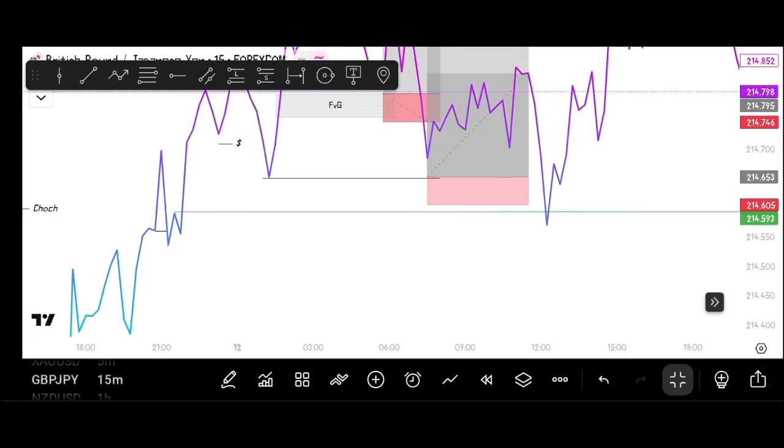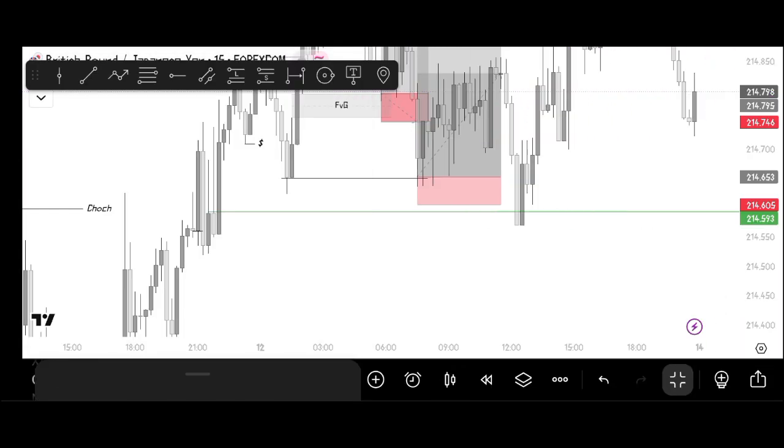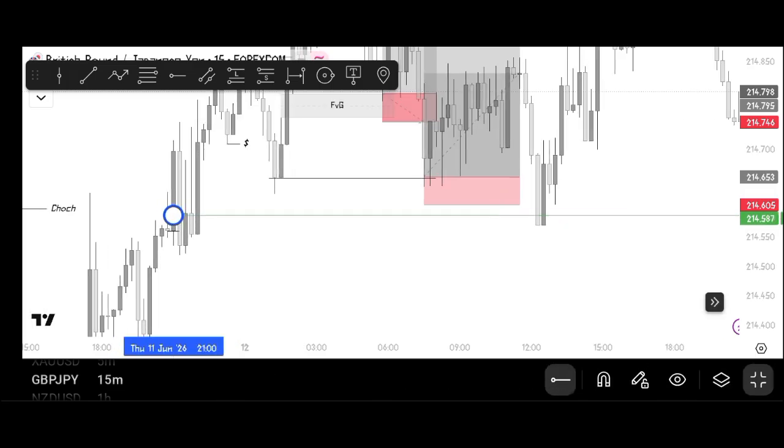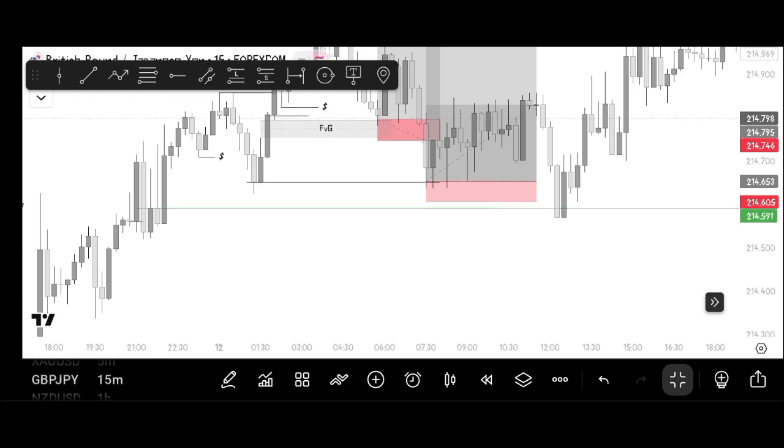So it is what it is. I've spotted my mistake, so let me mark it very well. So this was the key level price was reacting from.